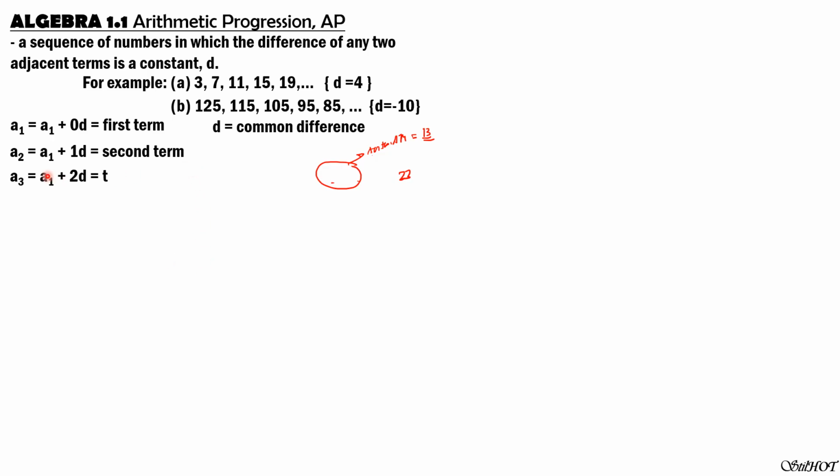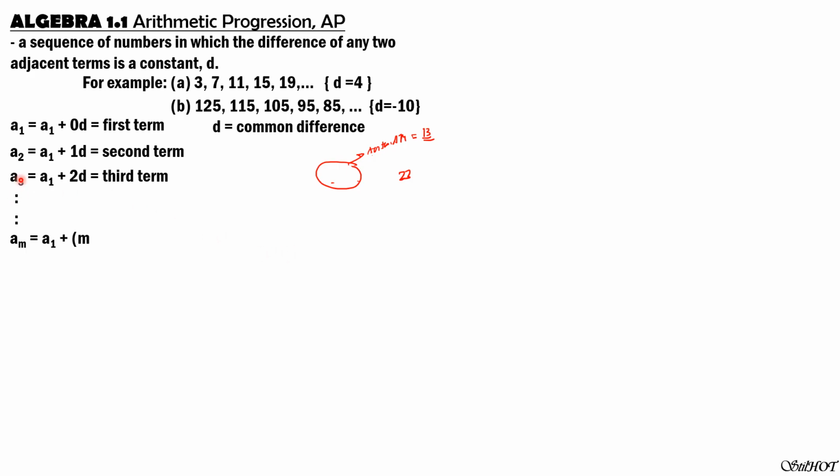So we can check that because third term 11 is equal to 3 plus 2 times 4. 3 plus 2 times 4 is 11. 105 is 125 plus 2 times negative 10, so 105. So in the arithmetic progression 3, 7, 11, 15, and 19, 11 and 15 are the arithmetic means. There are two arithmetic means, and the arithmetic mean is simply the average of these two.